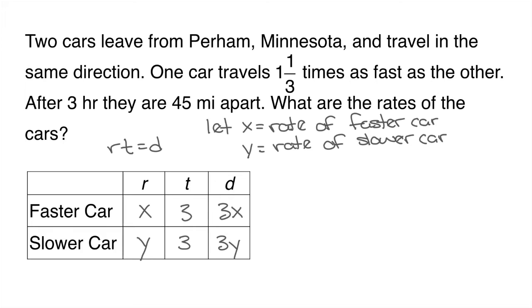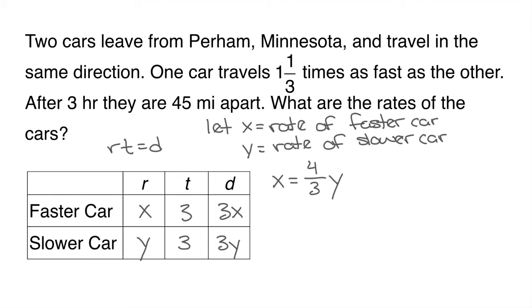The first information that we were given is that one car travels 1 1/3 times as fast as the other. This means that the rate of the faster car, x, is equal to 1 1/3 times the rate of the slower car, y. 1 1/3 we'll write as 4/3, and we have x is equal to 4/3 times y.